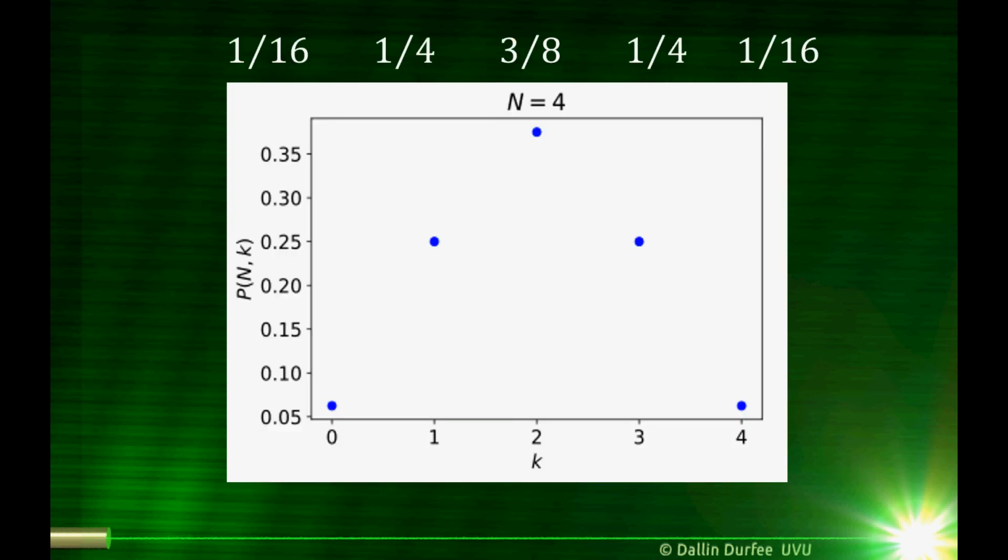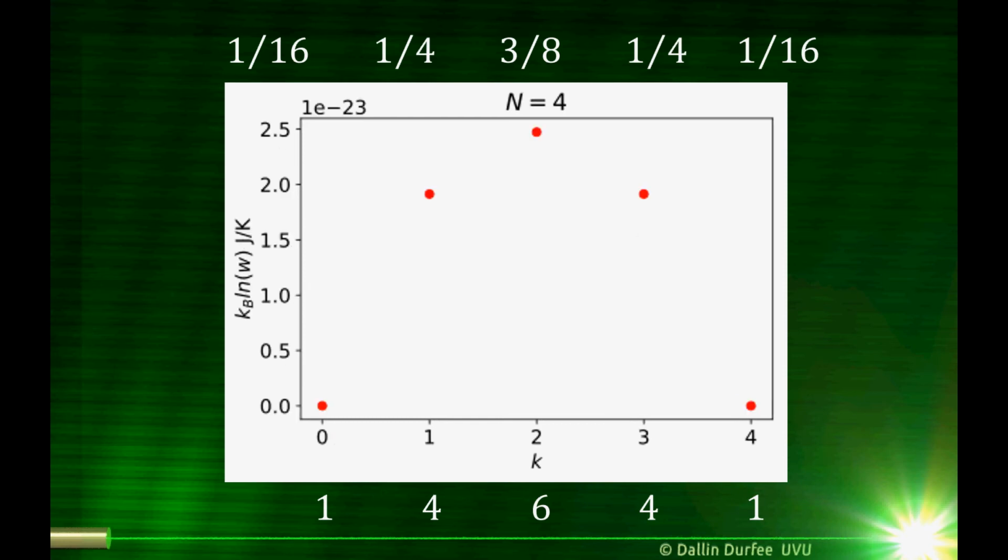So once again, here's the probability of getting 0, 1, 2, 3, or 4 heads. Those correspond to 1, 4, 6, 4, and 1 different microstates that correspond to each of those macrostates. If I take the natural log of the number of microstates that corresponds to each macrostate and multiply by Boltzmann's constant, I get the entropy.